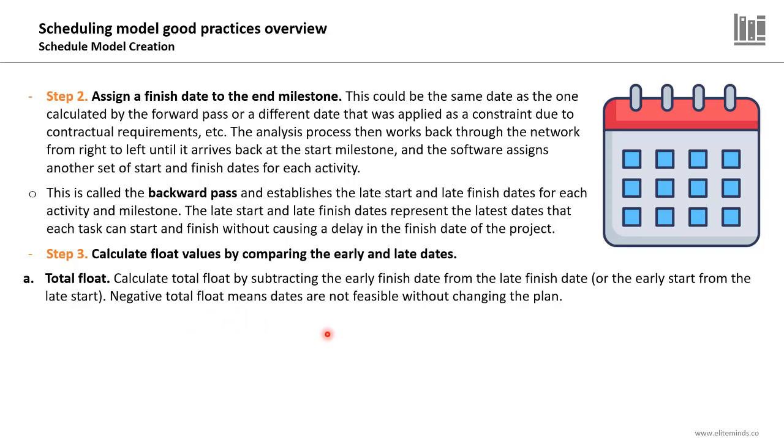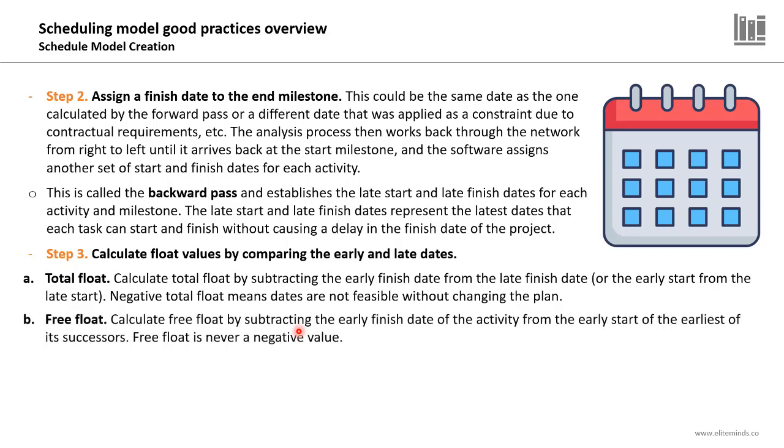Negative total float means dates are not feasible without changing the plan. So whenever we have a negative total float, we need to take a corrective action in order to fix this negative total float. Or we might have the free float. Calculate the free float by subtracting the early finish date of the activity from the early start of the earliest of its successors. The free float is never a negative value.